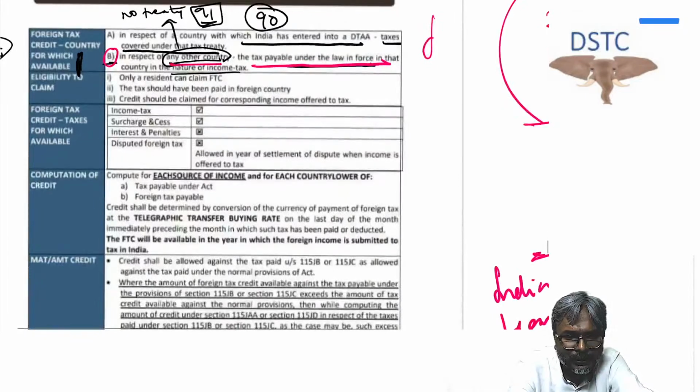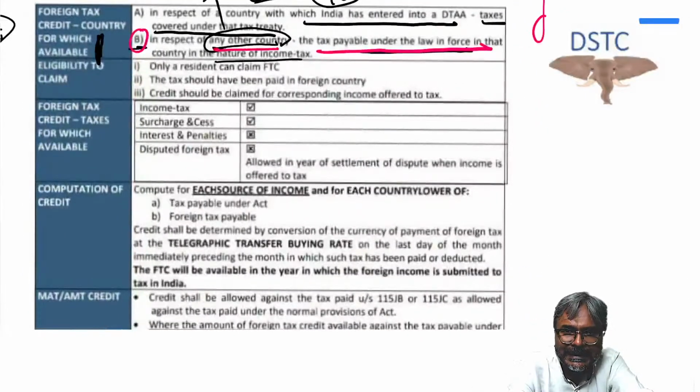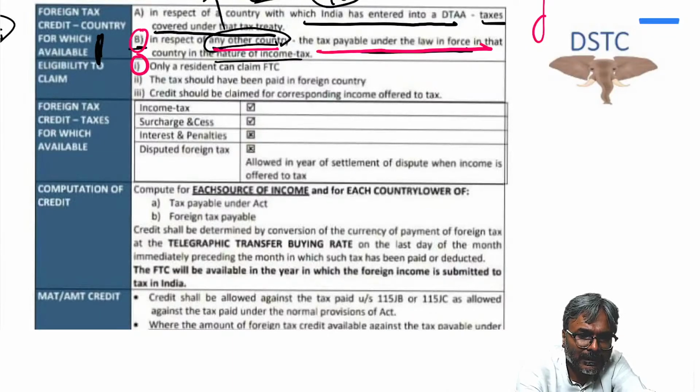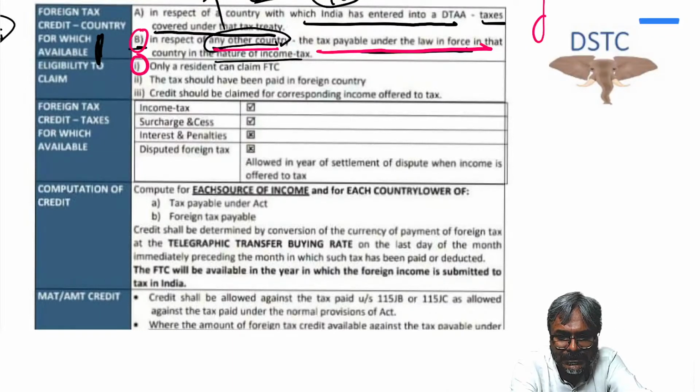Now, what is the eligibility to claim, students? Only a resident can claim FTC. So that is point number 1. Point number 2, students, is that the tax should have been paid in the foreign country. In this case, the tax should have been paid where, students? In the foreign country. So that is another point. This is an important one: paid. It should not be a payable status.